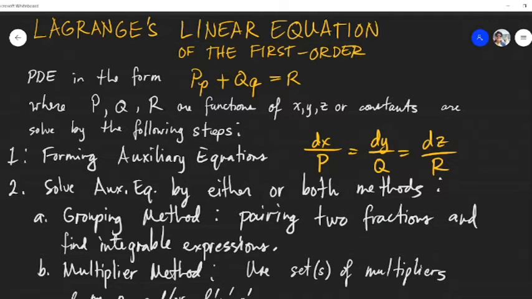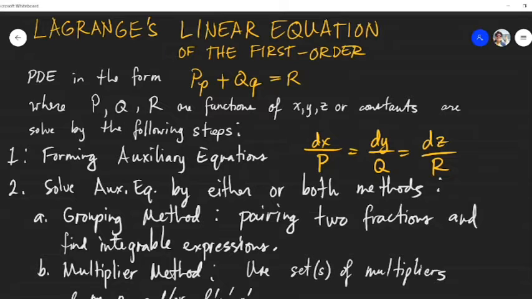Okay, so hello. Our topic for today is the Lagrange linear equation of the first order. These are the linear first order partial differential equations in the form capital P times small p plus capital Q times small q is equal to capital R, where P, Q, R are functions of x, y, z or constants. And these partial differential equations are solved by the following steps.